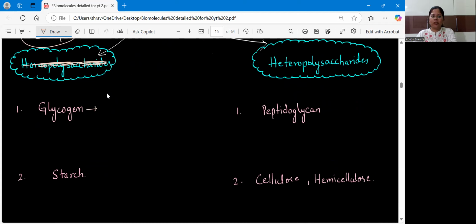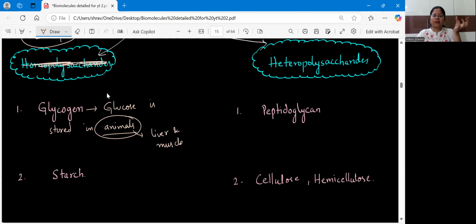If we talk about glycogen, here glucose is stored in the form of glycogen in animals. Isn't it? In animals, for example, humans or any other mammals, the glucose is stored in the form of glycogen. And where is it stored? In liver and muscles, in case of humans. Clear? Same way, starch. Here also glucose is stored in plants in the form of starch.